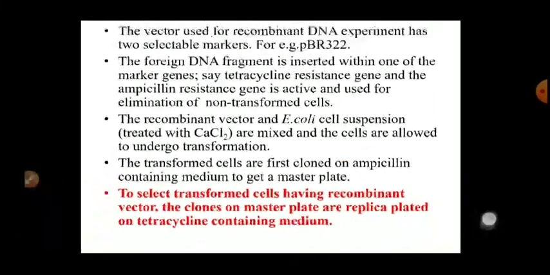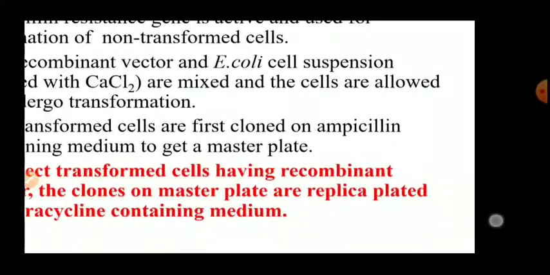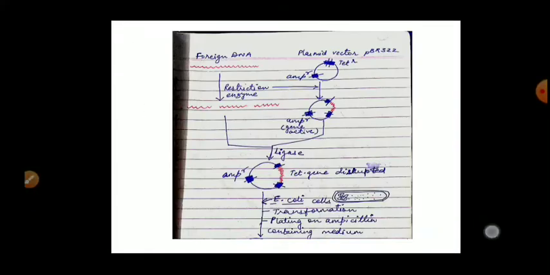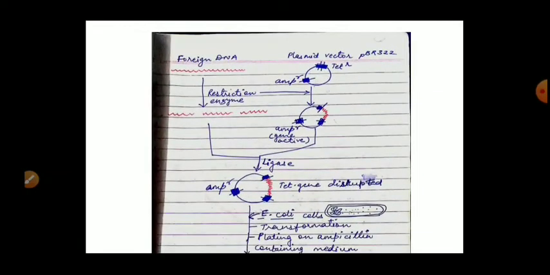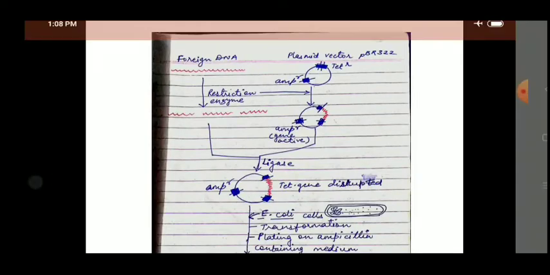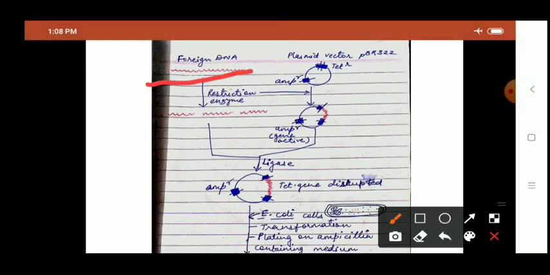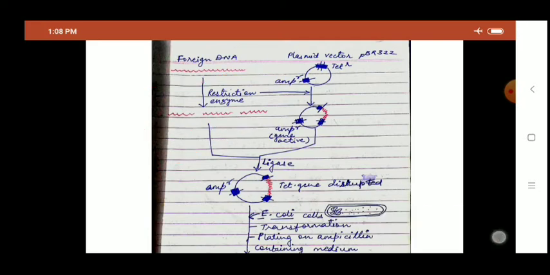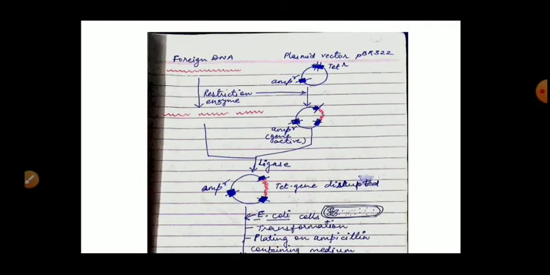Now when we are carrying out this experiment, the foreign gene to be cloned is inserted inside the tetracycline resistance gene. As you can see from this diagram, we have a foreign gene. The foreign gene is treated with restriction enzyme so that you get fragments of the foreign gene. Then the fragments of the foreign gene are mixed with the vector, that is pBR322 vector.